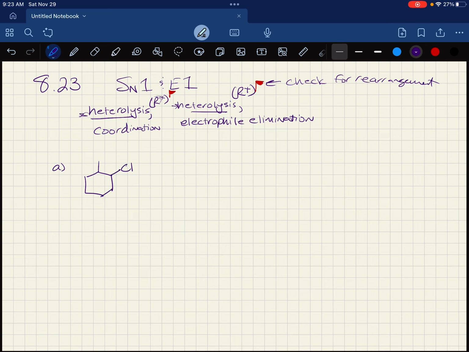A has this present. So if we undergo heterolysis, I'm going to go ahead and draw the hydrogen atom in here so that we're keeping track of all of our atoms and not making any mistakes. So we end up with the chloride anion, and then this will now be a carbocation. So the question is, will this rearrange? Well, right now it's a secondary carbocation, so we could do a hydride shift.